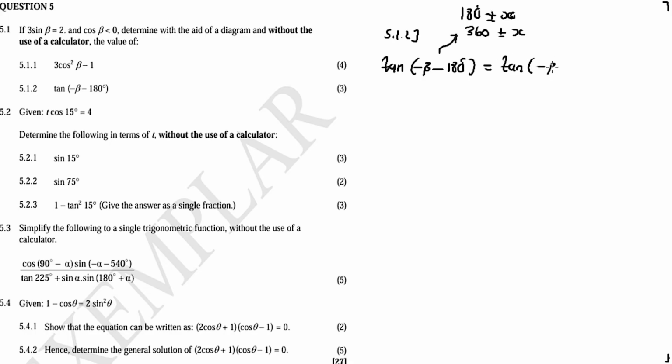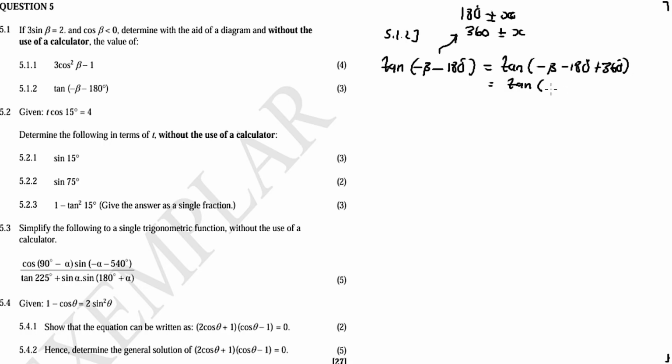Tan minus b minus 180, then plus 360, then plus 360. I like to say it's almost like you are flipping the position of the formula. So by adding 360, you are actually flipping it, quote unquote. All right, so minus 180 plus the 360, what do we get?